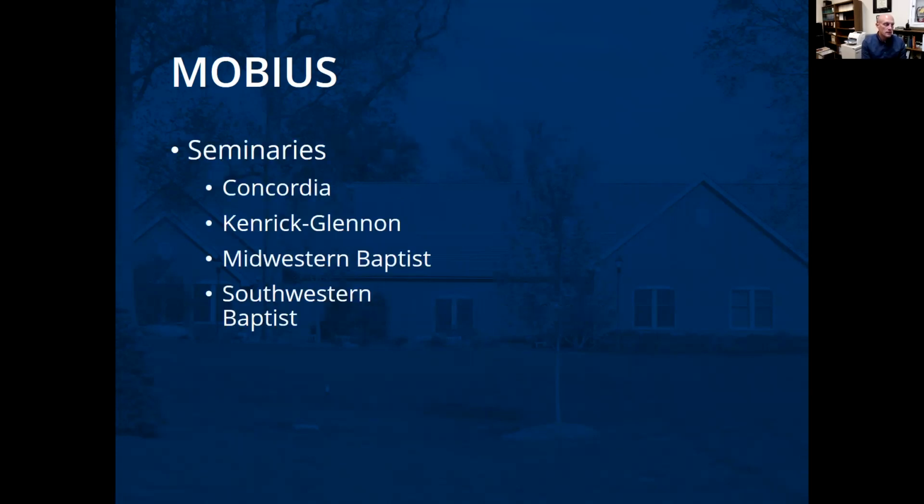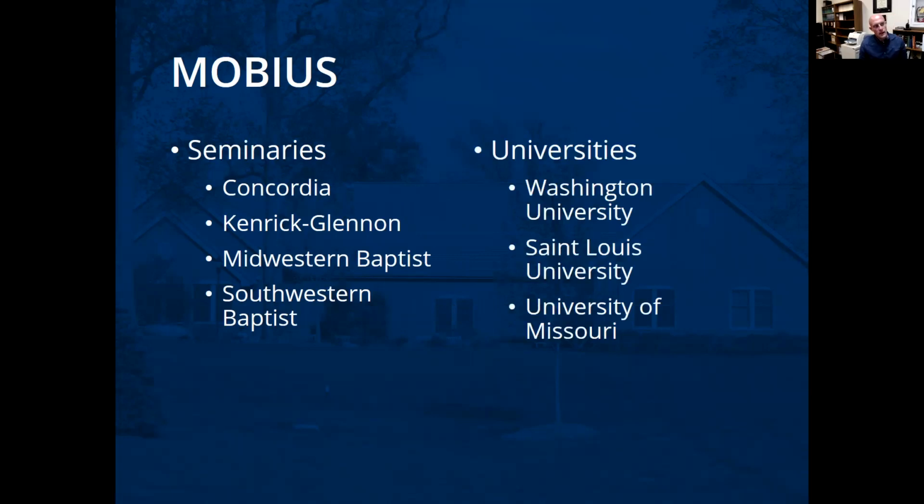But Mobius includes other seminaries, like Concordia Lutheran Seminary, Kenrick-Glennon, which is a Catholic seminary, and a couple Baptist seminaries, Midwestern and Southwestern. It also includes university libraries like Washington University, St. Louis University, and the University of Missouri. So we pool all of the collections from those various institutions, and that is a huge resource.